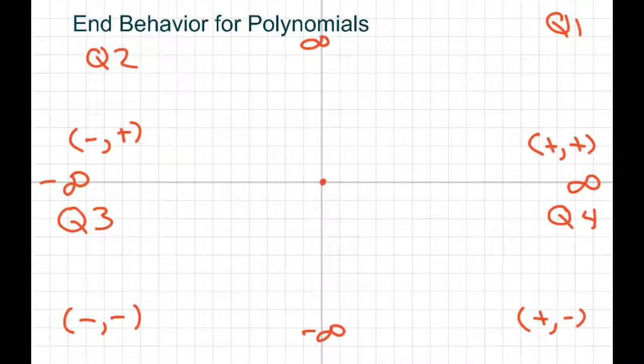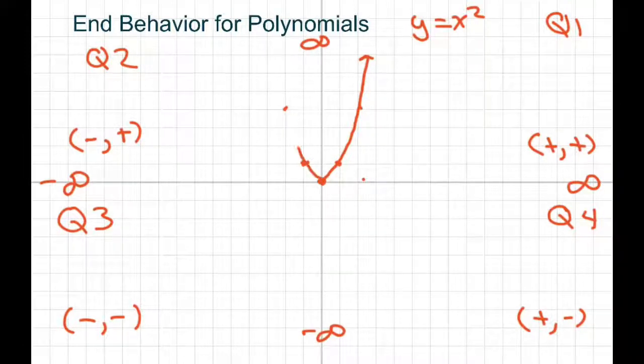So from there, all you have to know is your parent function. For example, if you have y equals x squared, you know what that looks like. So it's something like this. 2 goes to 4.